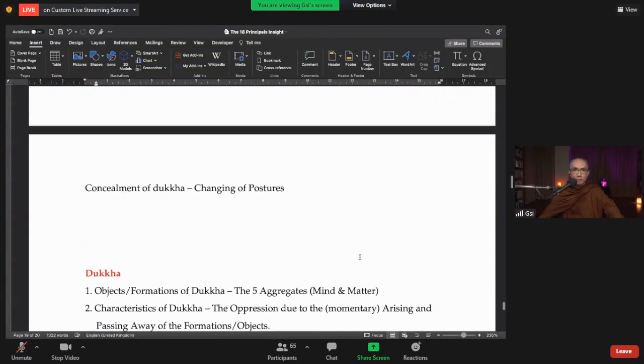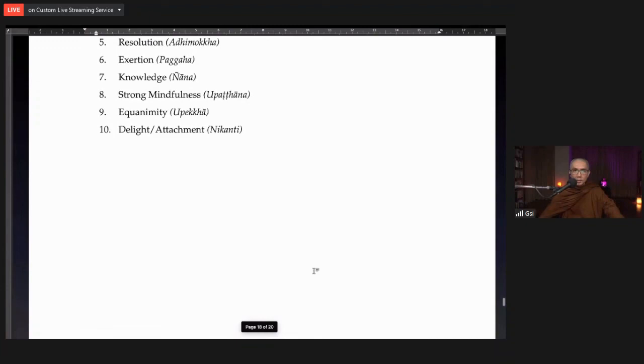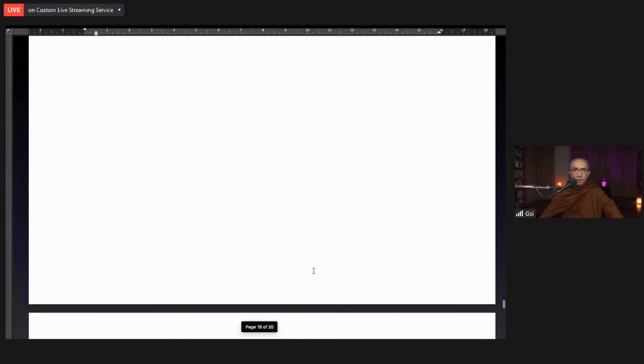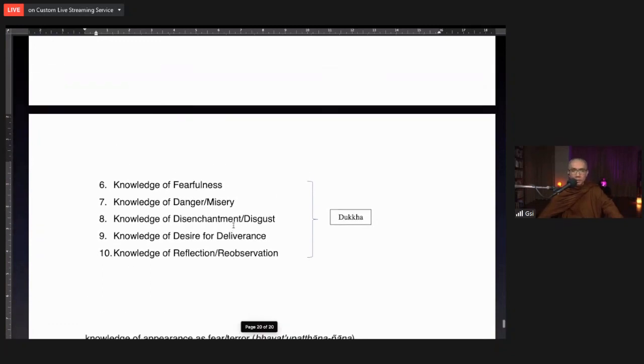But anyway, just before we go, I suddenly remembered something. Hold on. Let me share the screen again. Now, just now we talked about something on danger, something on the desire for deliverance, reflection. This also is mentioned as part of the 18 principles of insight.